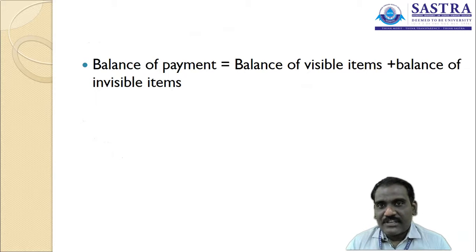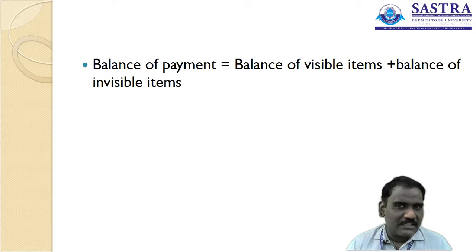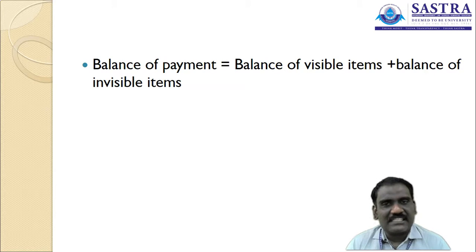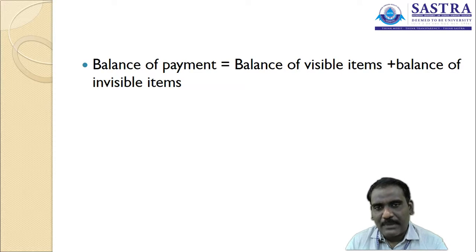And this is the calculation we are doing. The balance of payment is calculated as the balance of visible items plus the balance of invisible items. Together you can add the balance of capital transfers, and the balance of capital remittances, for the calculation of balance of payment.